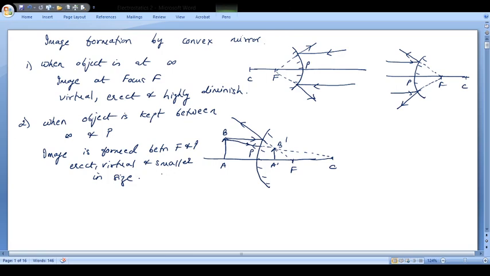And this property of the image which is formed by a convex mirror helps us use it. So this convex mirror, we use it as a rear view mirror. It's a very common question. They ask you why convex mirrors are used as rear view mirrors.